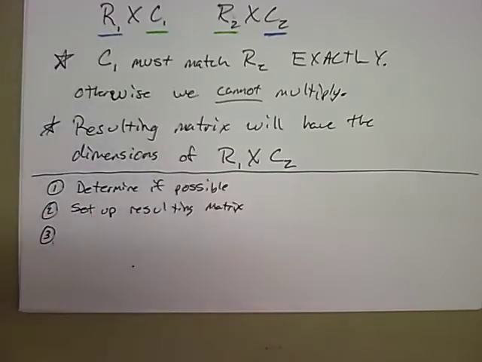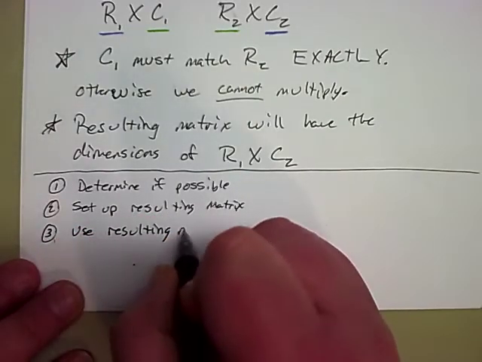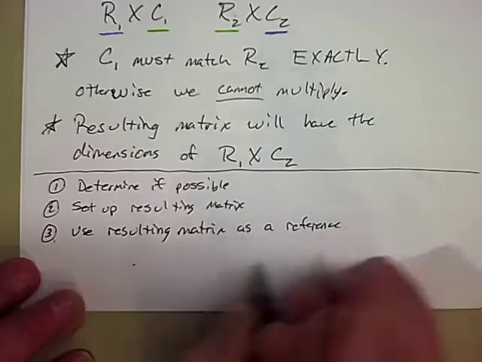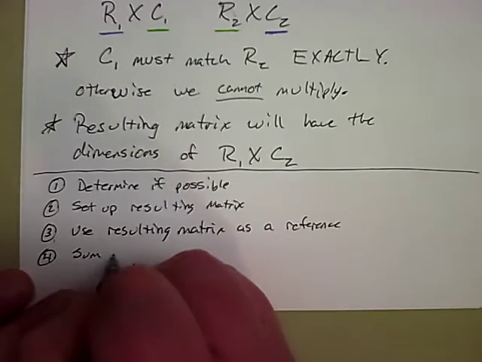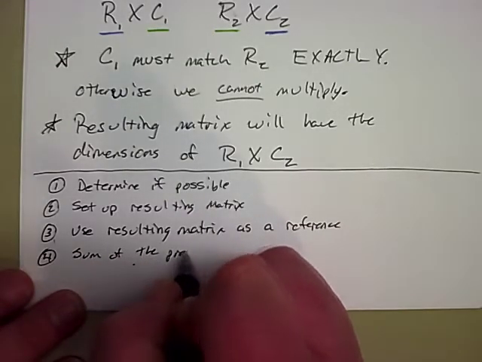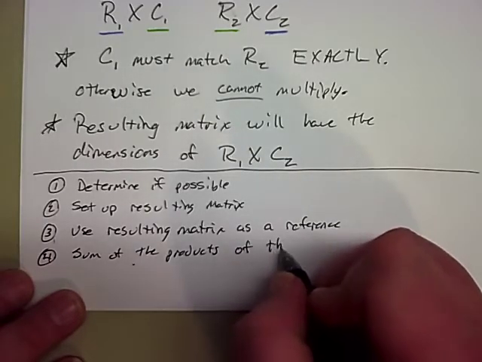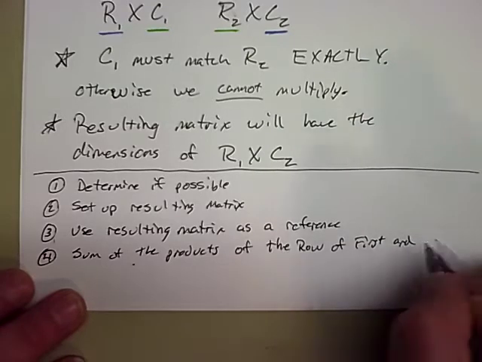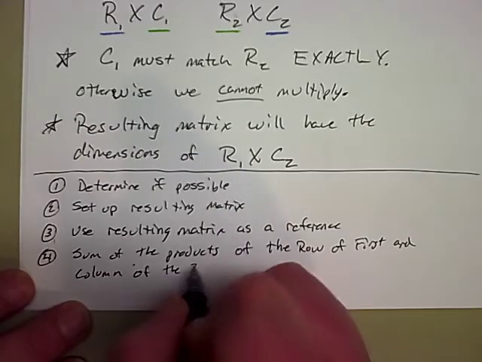Step 3 in this process, we're going to use the resulting matrix as a reference so that step 4, we can find the sum of the products of the row from the first and column of the second.